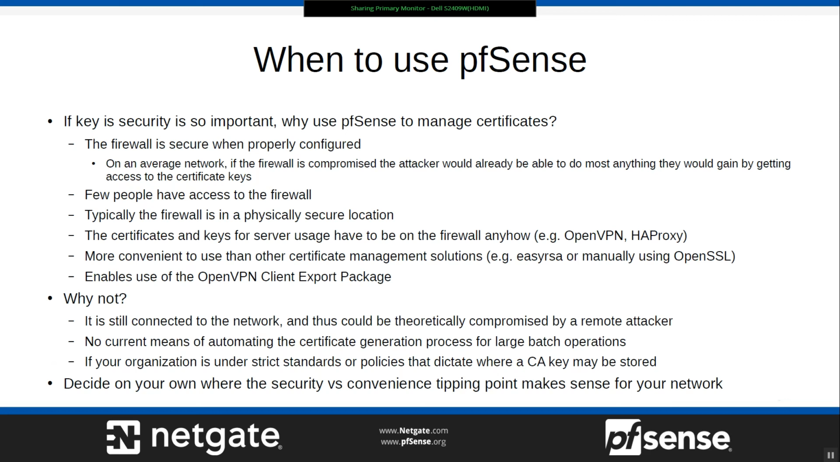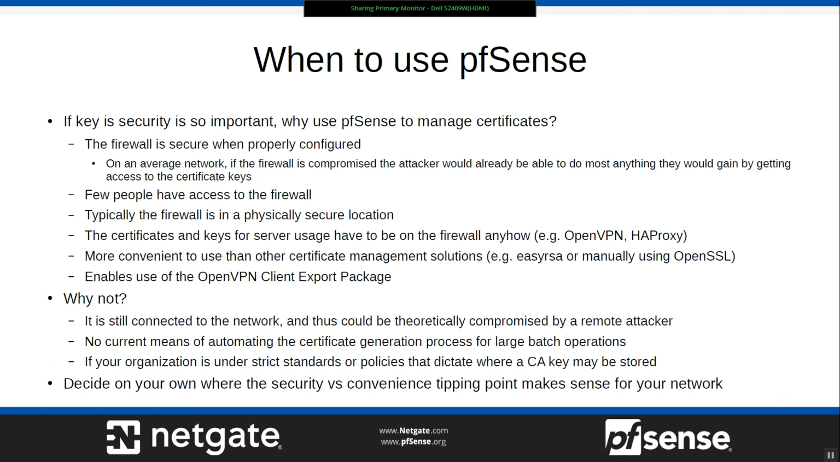Right now, we don't have any means of automating the certificate generation process for large batch operations. So if you need to have, like, say, 100 VPN users, and you've got them in Active Directory or RADIUS or something, and you want to do the certificates on the firewall, well, it's kind of tricky. There's no good way to automate that. You would have to custom script something at the moment. We don't have an API or automation for that yet.